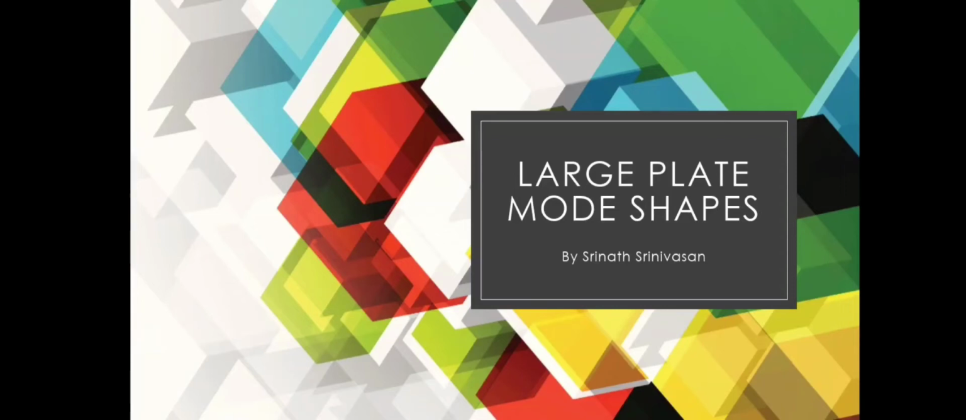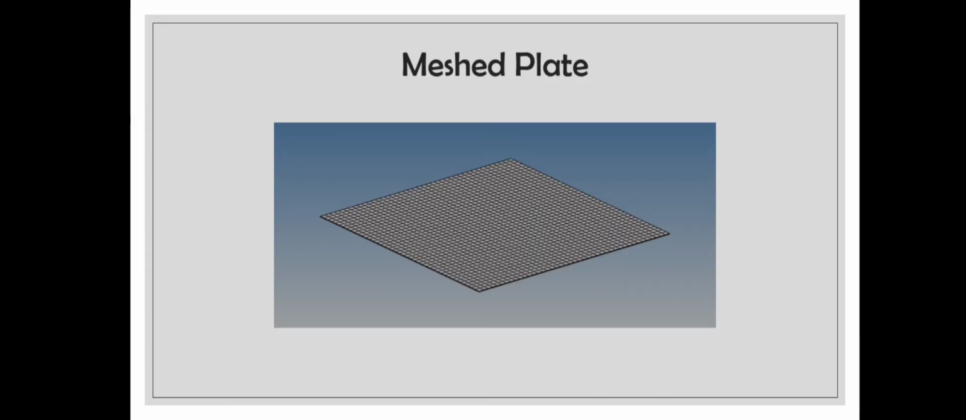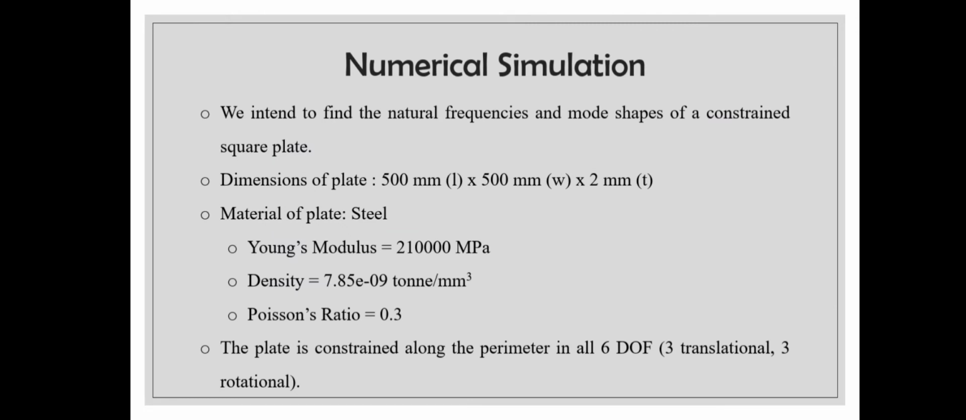Hello everybody. In this video, we're going to study the effect of increasing the size of the plate and its consequence on the natural frequency and mode shapes. So we'll be considering a plate like so, which has the dimensions of 500 by 500 by 2. However, the material is still the same, which is steel with all the material properties.